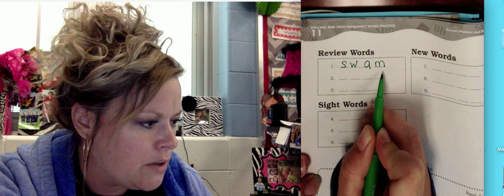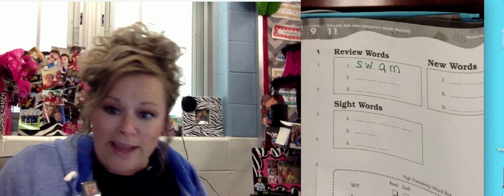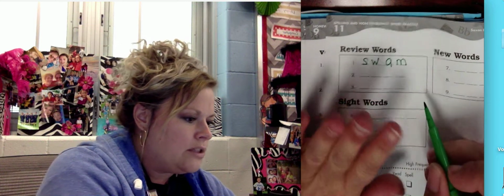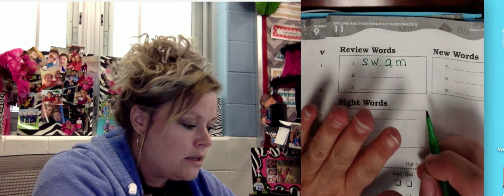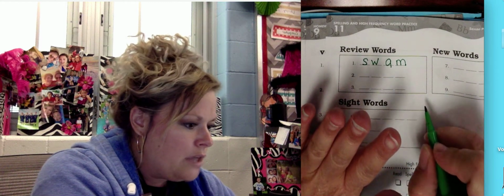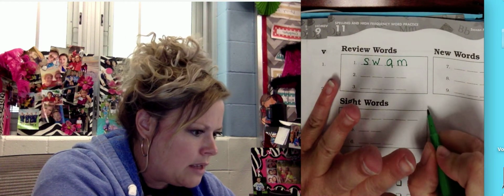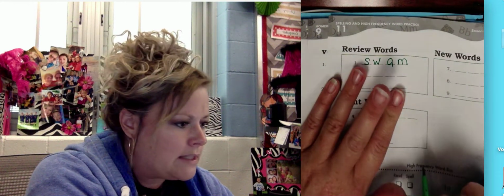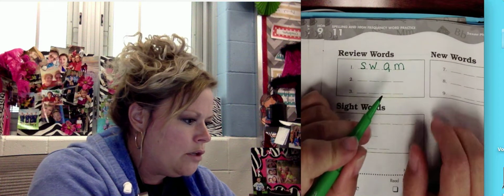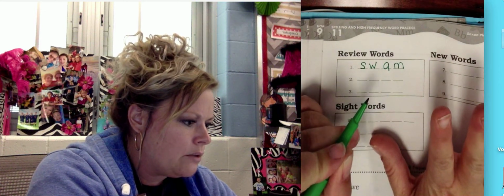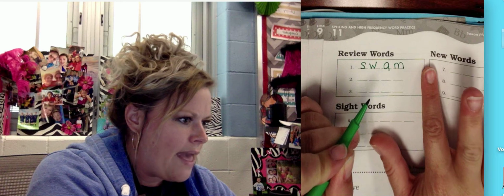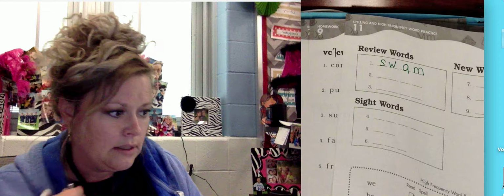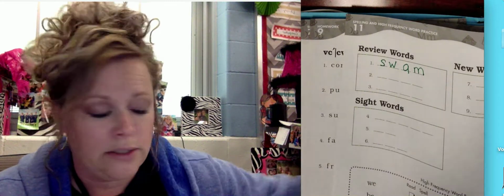I'm going to give you a minute to go ahead and write that down while I remind you about finger spelling. If you're right-handed, your left hand is up and you start with your pinky. S, write it. W. And that's swam. If you're left-handed, you would start with your thumb. S, write it. W, write it. That way it's left to right, and you can separate those sounds a little bit easier as well.